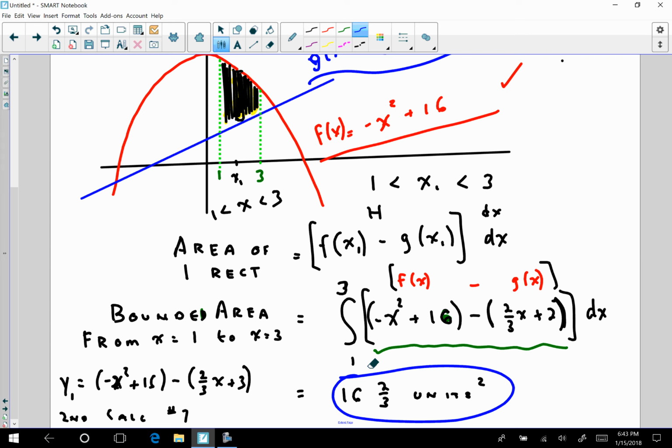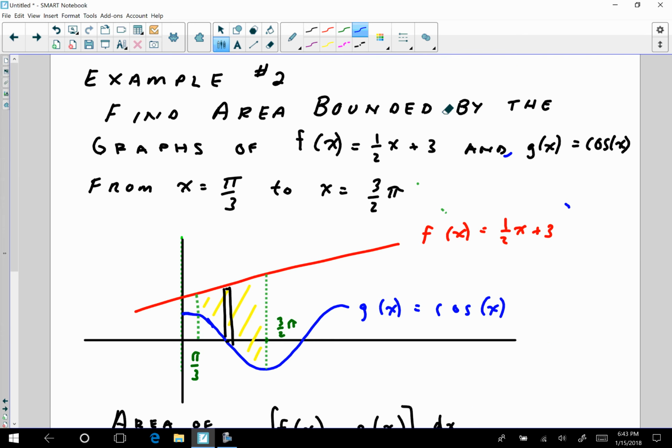Okay, let's go to one more example before we assign some problems for you to do. And here's our final example. Example 2: find the area bounded by the graphs of f of x equals 1/2 x plus 3, and g of x equals cosine x. Oh, heaven to Betsy, we have a simple trigonometric function, ladies and gentlemen. And I want the area bounded by those two graphs from x equals pi over 3 to x equals 3/2 pi.